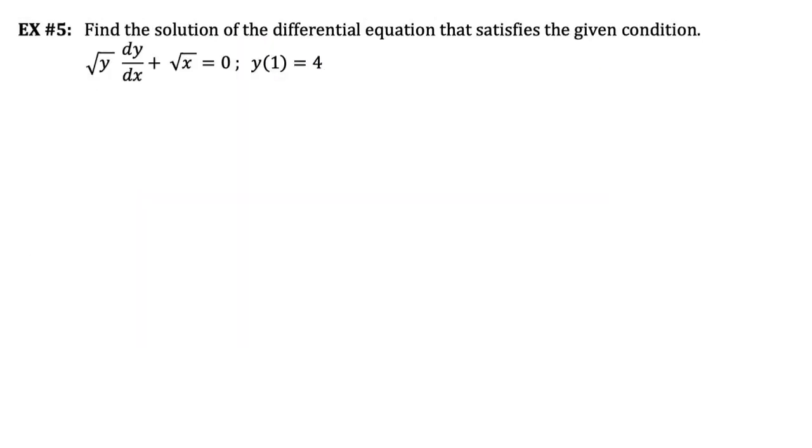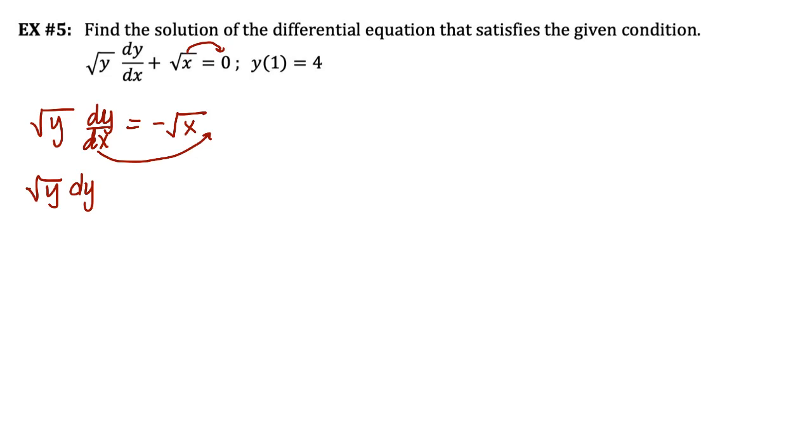Okay, for number 5, we're going to go through the same thing. It looks like we need to move our x over. So we have the square root of y, dy dx equals negative square root of x. Then I'm going to move my dx up. So I have the square root of y, dy dx. Oh, no, we moved our dx. Oops. Equals negative square root of x dx.